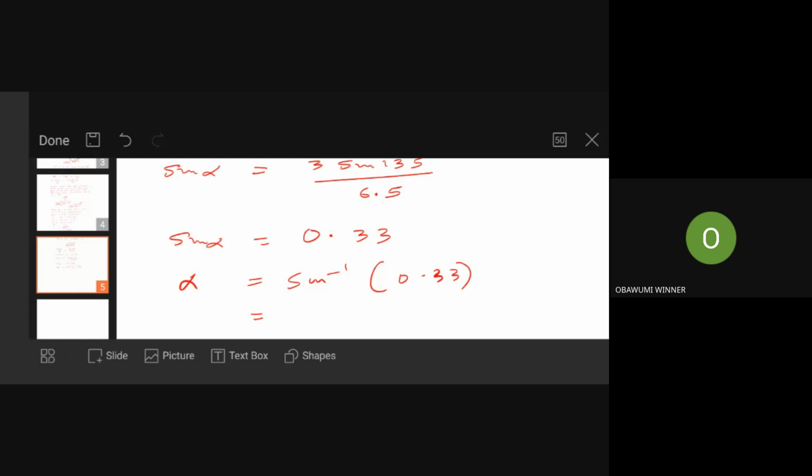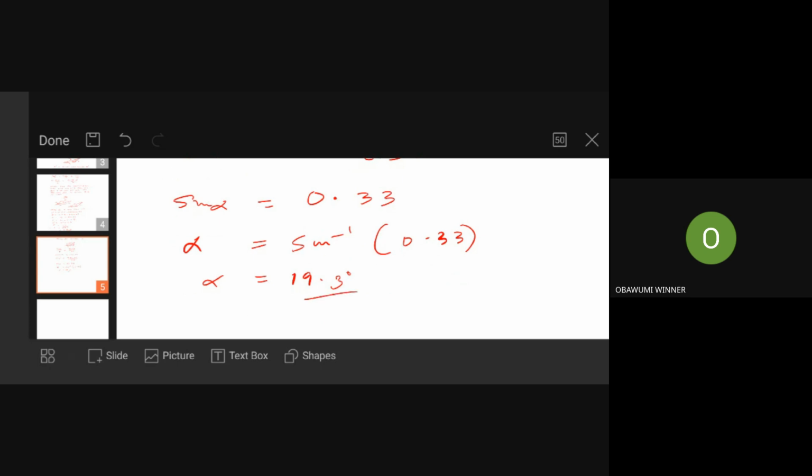19.26. Let's call that 19.3 degrees. So 19.26 is just about 19.3 degrees, if you have to leave the answer in three significant figures, which is one decimal place.